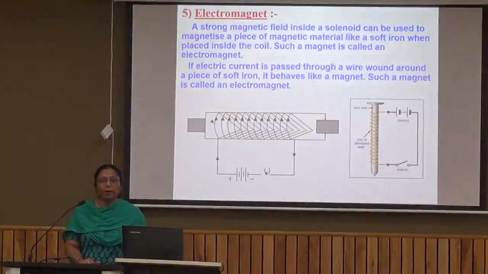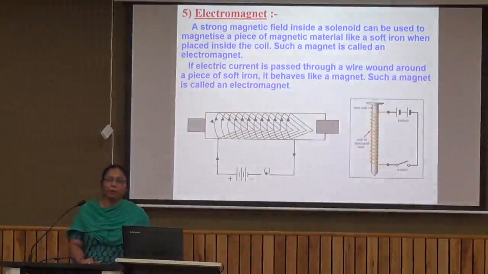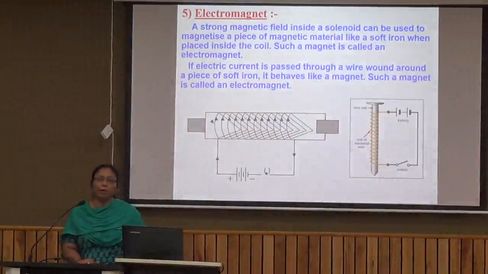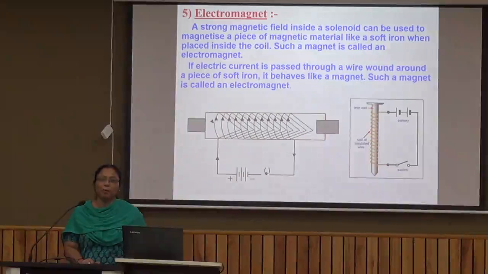Then what is an electromagnet? If you put a soft iron core in the solenoid coil, then it becomes magnetized, and this kind of magnet is called an electromagnet.